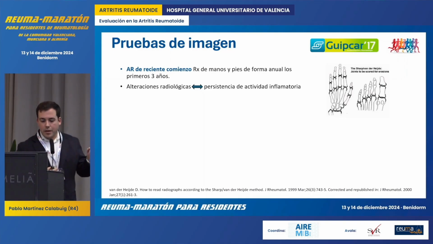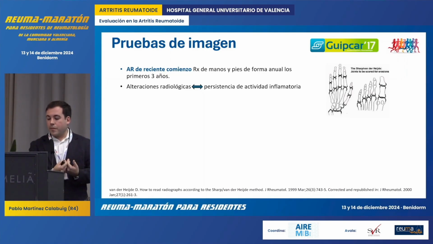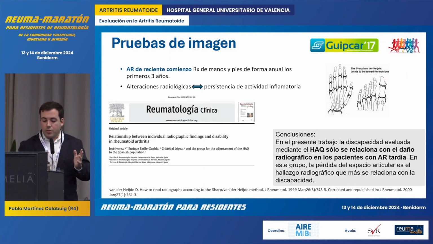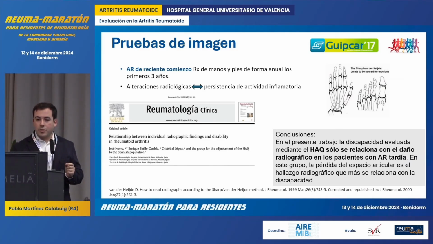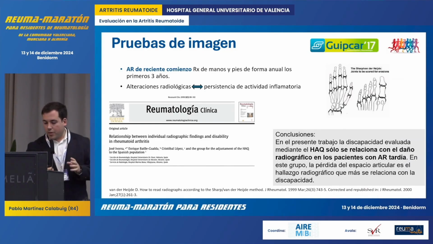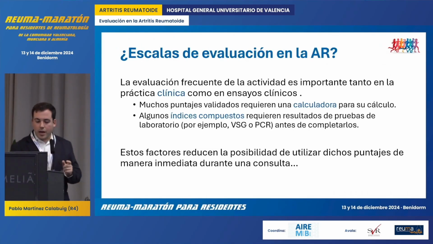We have to keep in mind that radiological changes in the end serve as an example. They show us that the disease activity is not well controlled and that there is a persistence of this inflammatory activity. To give you an example, this article tells us that there is a relationship. I'll talk about the HAQ in a moment. There is a relationship in patients with long-standing rheumatoid arthritis where the HAQ can correlate very well with radiological changes. We'll talk about it later because it might help us avoid taking x-rays. For example, doing the HAQ or adjusting it.